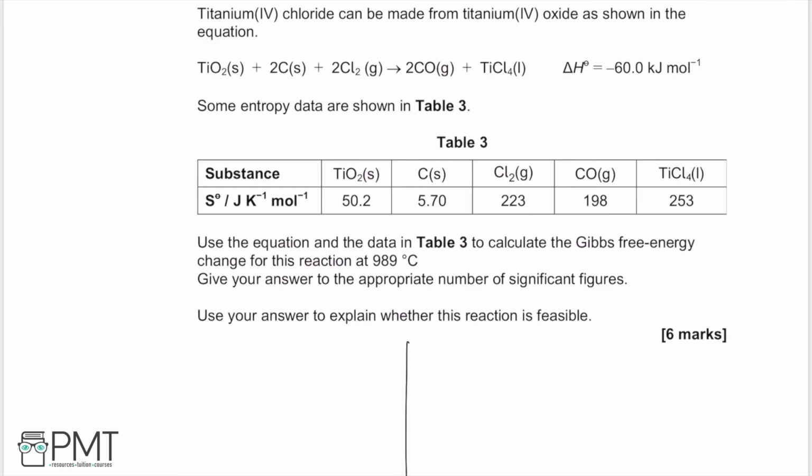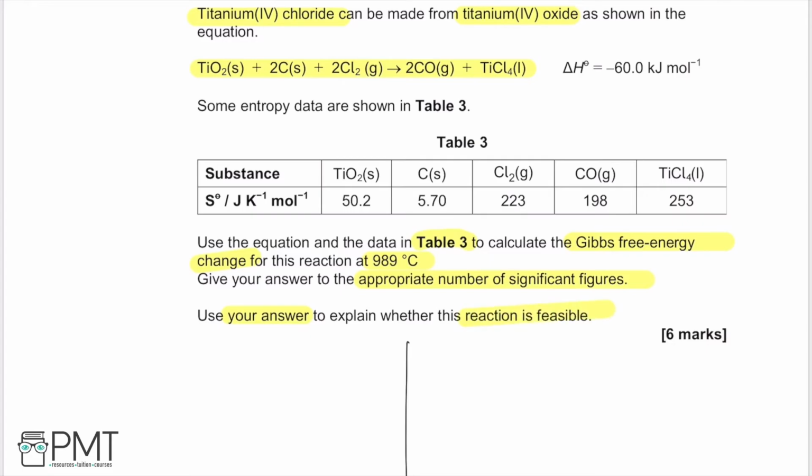This question is to do with entropy, which relates to the second law of thermodynamics, where we are told that titanium chloride can be made from titanium oxide, as shown in the equation stated. We are then asked to use the equation and the data in table 3 to calculate the Gibbs free energy change for this reaction at 989 degrees Celsius, and to then give our answer to an appropriate number of significant figures, and to then use this answer to explain whether this reaction is feasible.